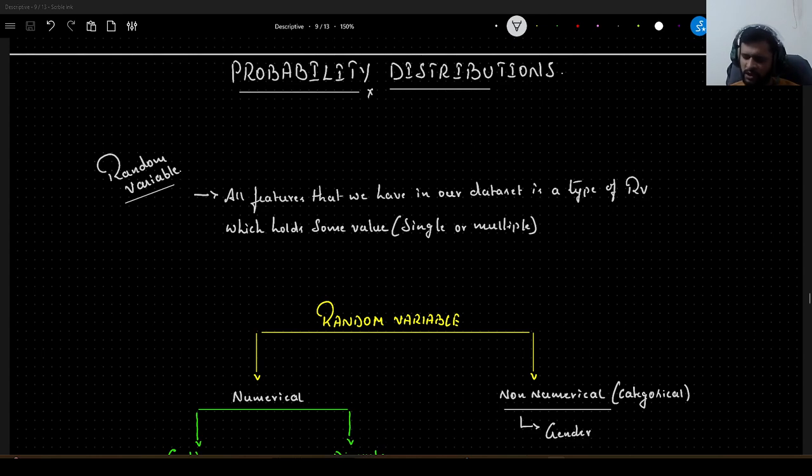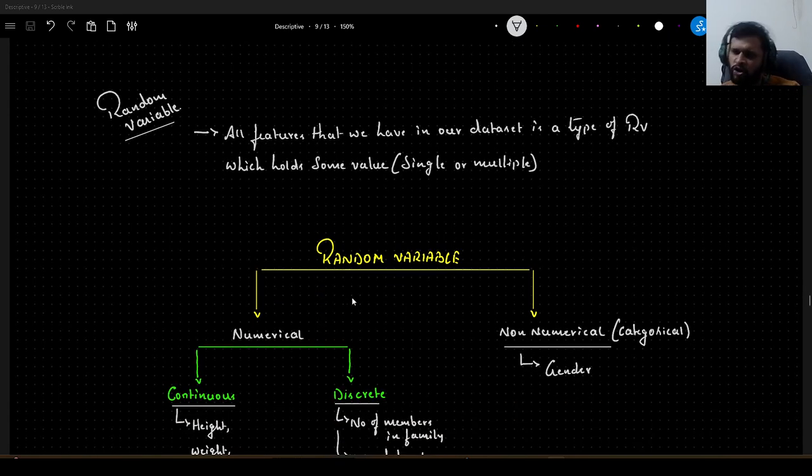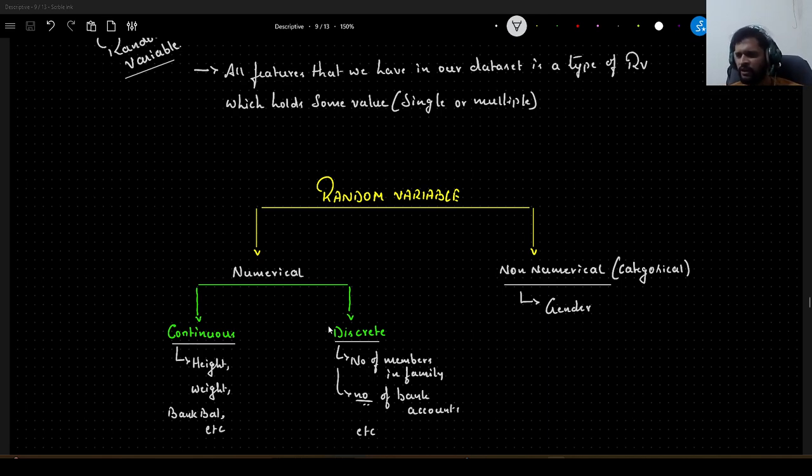So in order for you to understand it in a simple way, you can treat all the features that we get in our machine learning data set as random variables. Okay, and they can be of two types. One is numerical and the other is non-numerical, also called categorical. Okay, so within numerical we can have two more types: continuous random variables and discrete random variables.